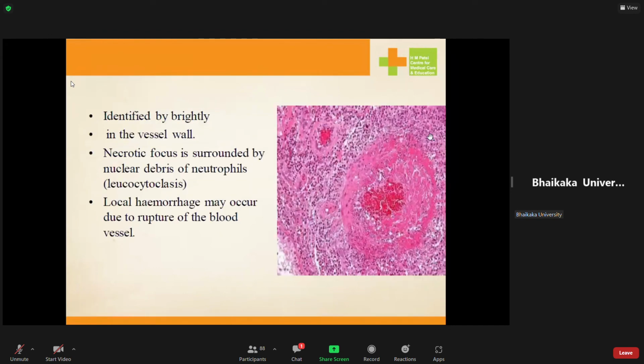Here you can see this is the blood vessel wall. In the blood vessel wall, there is fibrinoid necrosis seen in the form of granular eosinophilic material, and it is developed due to the deposition of immune complexes or antigen antibody complexes. In the surrounding area, you can see an accumulation of acute inflammatory cells, that is the polymorphs or neutrophils, and we call it leukocytoclasis. In the center you can see the hemorrhage. So this is fibrinoid necrosis, which is seen in the immune mediated reaction.